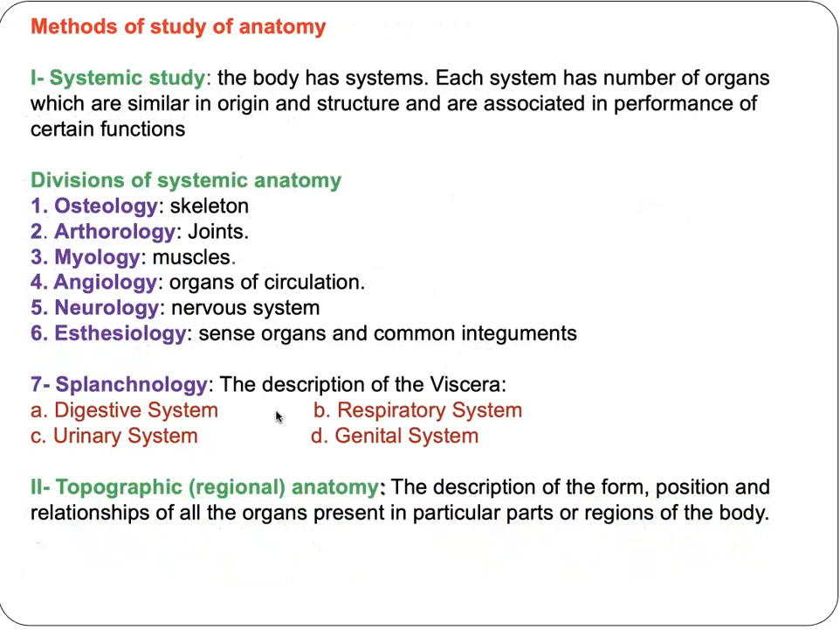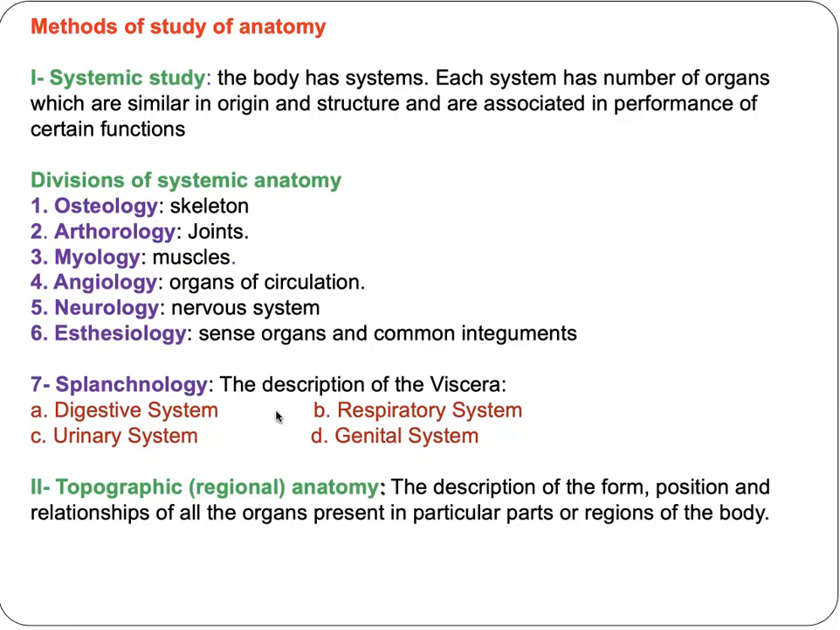For the methods of studying anatomy, we have systemic anatomy and topographic or regional anatomy. Systemic anatomy means studying the systems, including osteology, the skeleton; arthrology, the joints; myology, the muscles; angiology, the blood supply; neurology, the nervous system; and esthesiology, the sense organs and integument. Also we have splanchnology, including the digestive system, urinary system, genital system, and respiratory system.